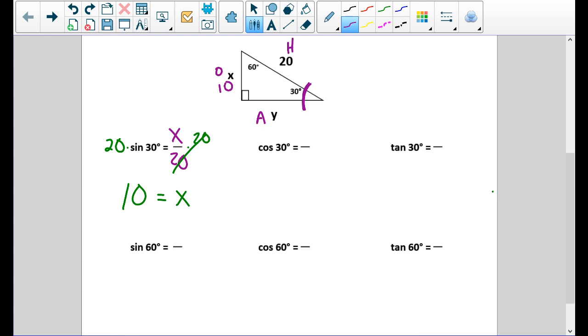Now let's take a look at the next one. Cosine 30. If I look at 30, we're going to erase this for now. Cosine of 30 is adjacent, which is y, over hypotenuse, which is 20. Again, how do I solve for y? Multiply by 20. So I'm typing 20 cosine 30 in my calculator, and I get 17.32.